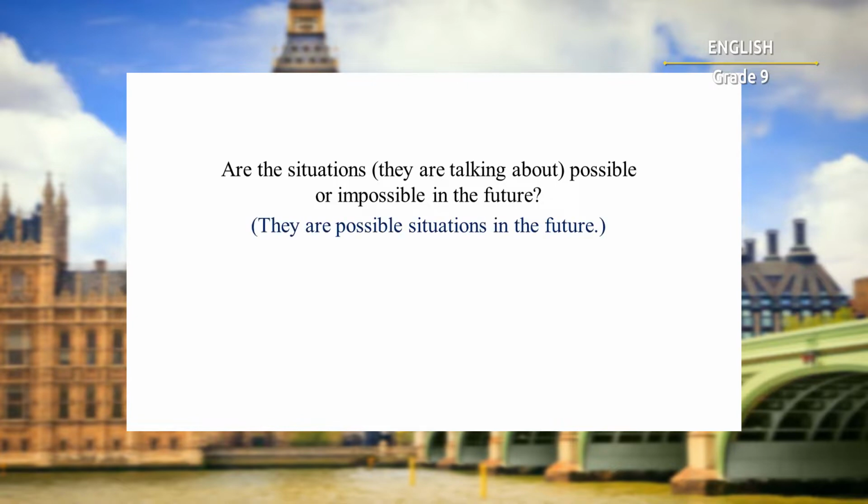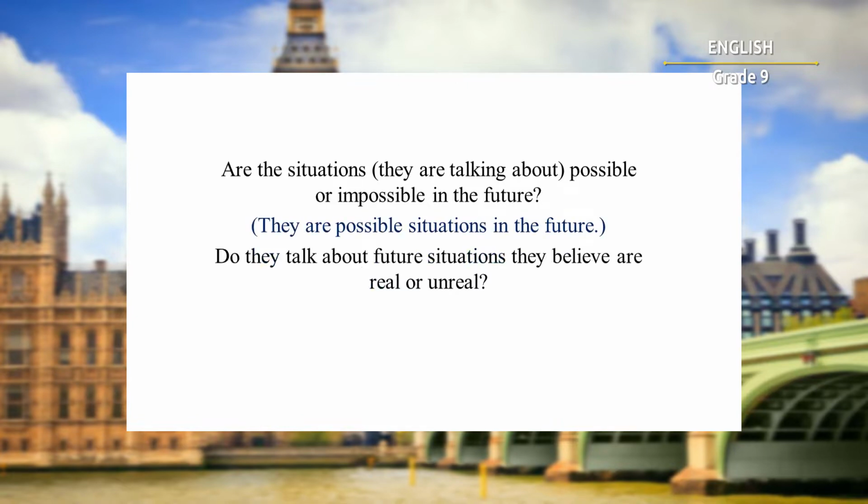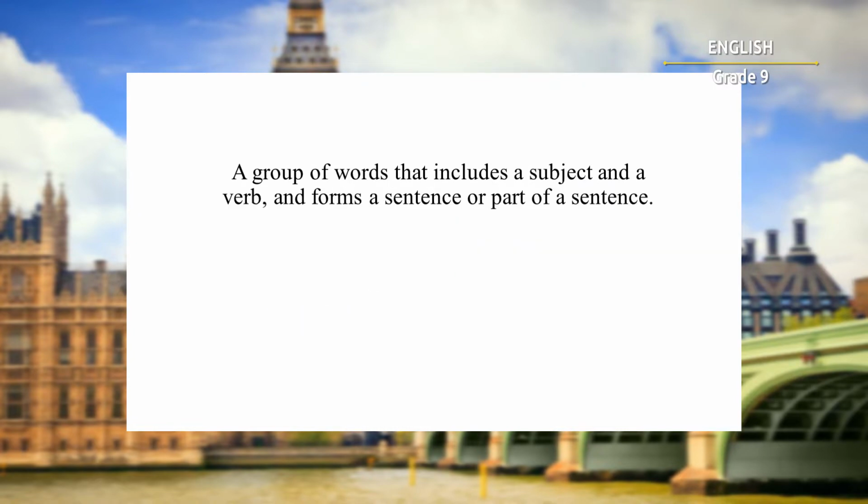They are possible situations in the future. Do they talk about future situations they believe are real or unreal? They talk about real future situations. What is in grammar a group of words that includes a subject and a verb and forms a sentence or part of a sentence? It's clause.